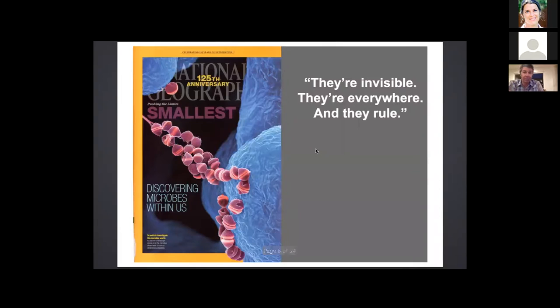And as one example of that, I think this is probably the first example. This is a recent issue of National Geographic. And I think, to my knowledge, it's the only time microbes have ever been featured on the cover of National Geographic. And this is just a quote from the article: they're invisible, they're everywhere, and they rule. Well, that pretty much sums it up. And it again just highlights this broader understanding of the microbes that live in the environment, whether we're talking about soil or plant leaves or the human body.